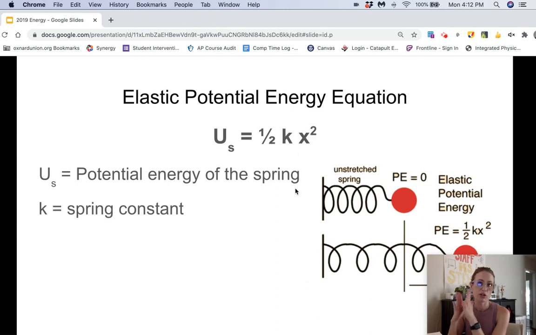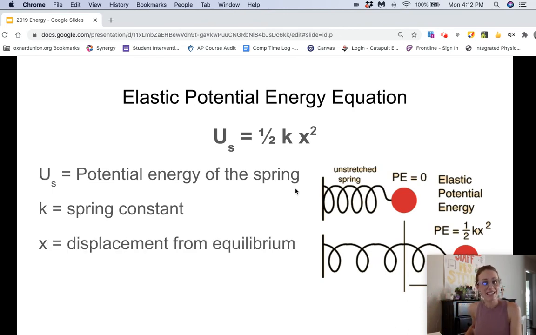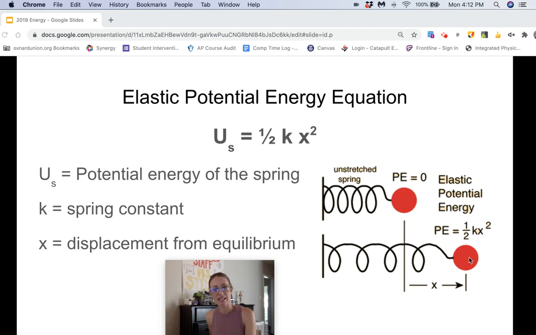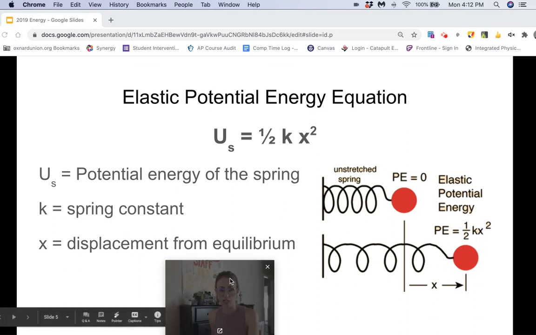That is measured in newtons per meter, and you'll see values of K from like 50 to 4,000. They can get really, really big too. So if you see a K value in the thousands, don't be alarmed. That's normal. X is our displacement from equilibrium. Equilibrium just means an unstretched spring, as you can see in this picture. When we stretch this spring out, this was the equilibrium position right here, and this is our X, our displacement from equilibrium. That's what you would plug into your potential energy equation.